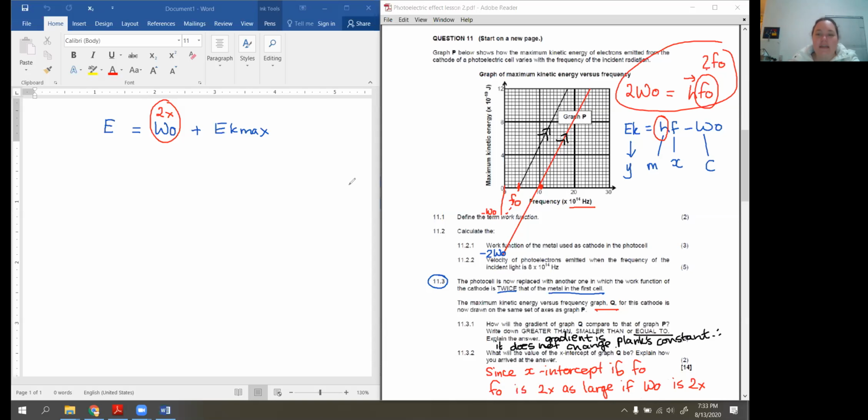All right, ladies and gentlemen, I don't think this was a particularly difficult question if you knew your theory. If you didn't know your theory, then this is gibberish and it makes no sense.